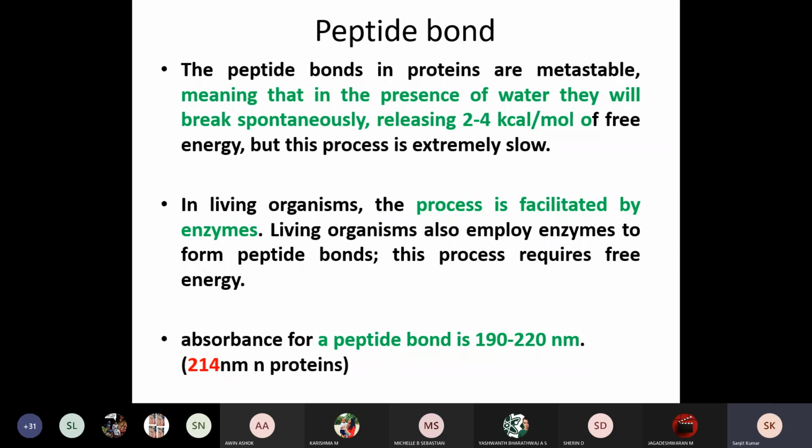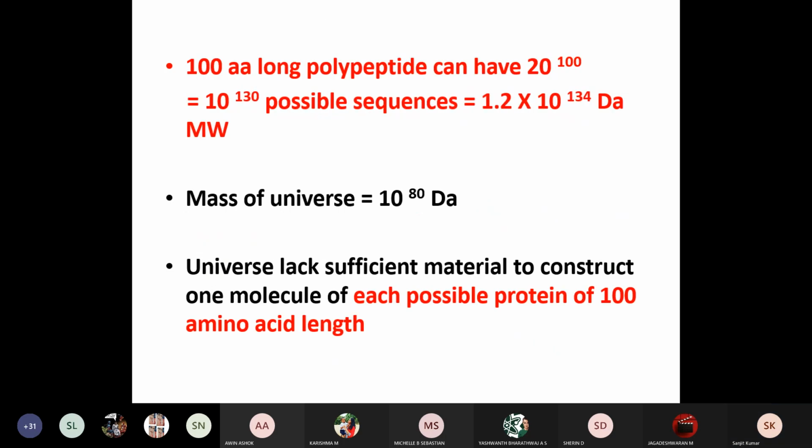You may ask, sir, we have done Bradford at 540, but it is an indirect method of protein estimation. It depends on how the reagent interacts with the protein, so we are measuring indirectly. For the direct method, you have to take the OD at 280 nanometers.